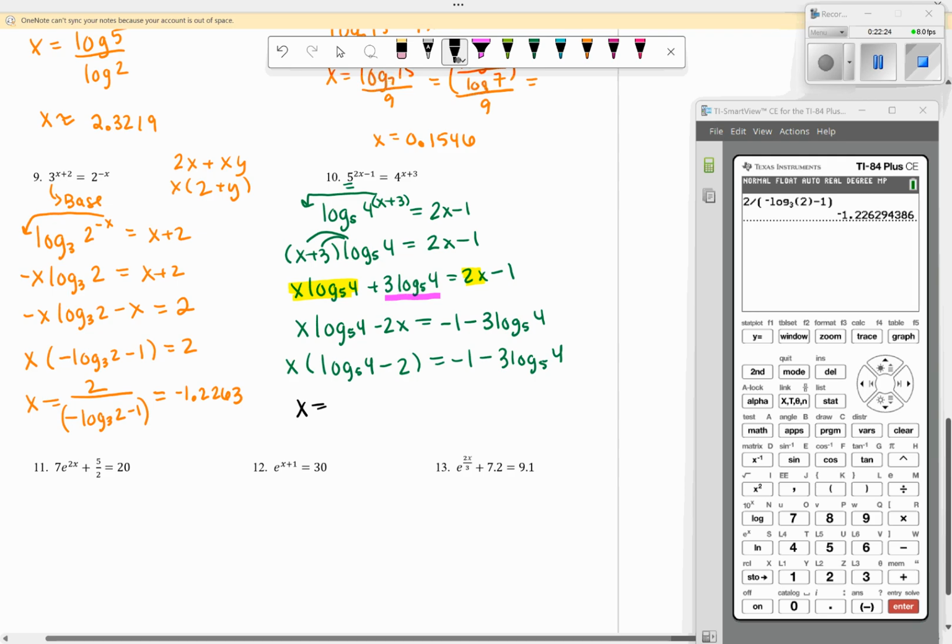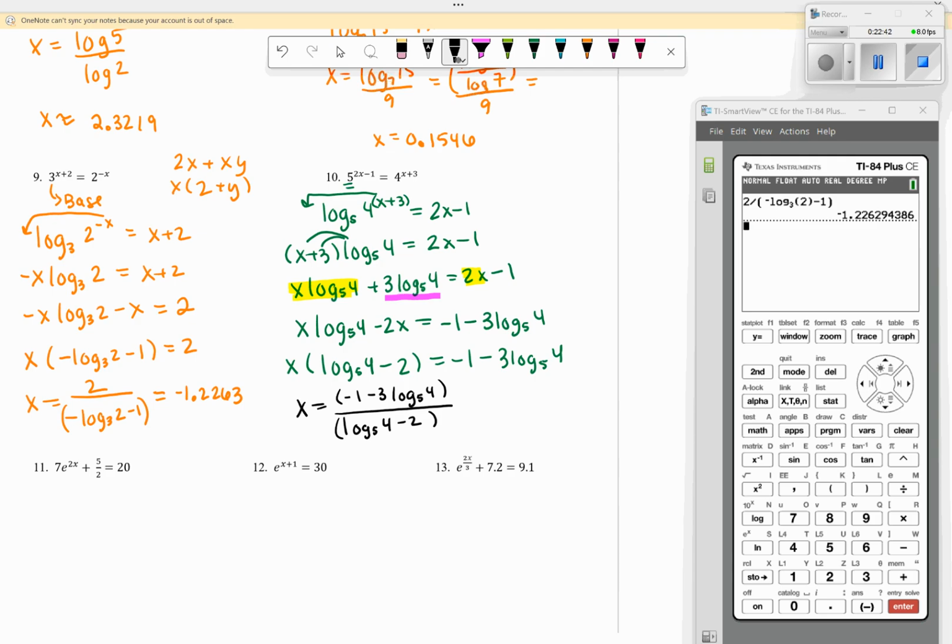So I get x is equal to -1 minus 3 log base 5 of 4 over log base 5 of 4 minus 2. And then you just have to plug it into your calculator. And again, there's other ways that you can rewrite this using the change of base formula, getting every number in as a log, but we're just going to leave it like this for now.